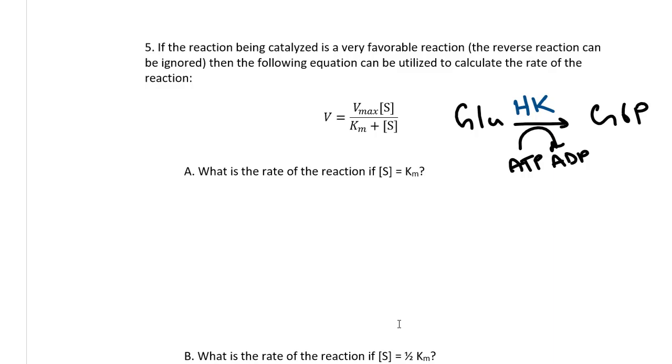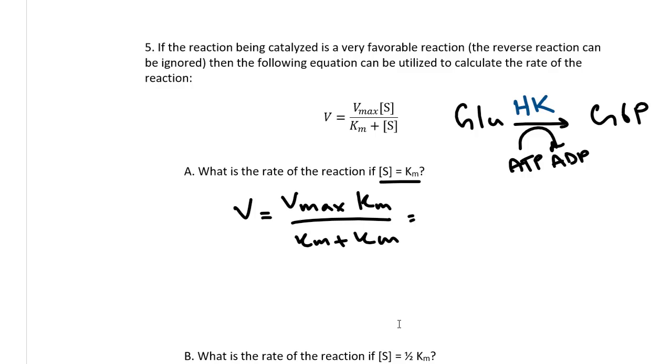So let's plug that in. V equals Vmax, and the concentration of S equals Km, so it would be Km over Km plus Km, which equals Vmax Km over 2 Km, which equals half of Vmax. And that's what we want. If the concentration of substrate equals Km, then the rate of the reaction equals half of Vmax. Exactly what we want.